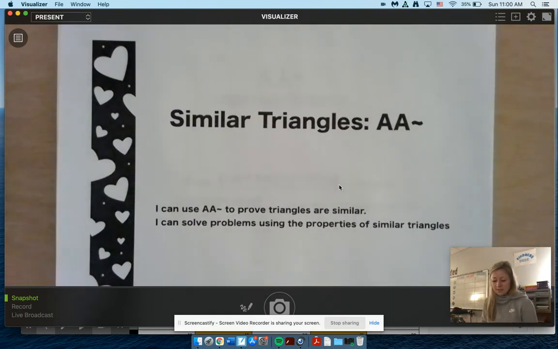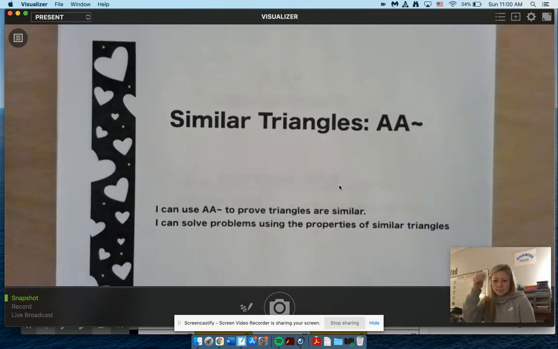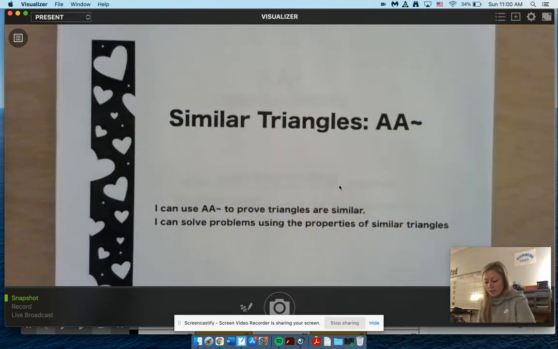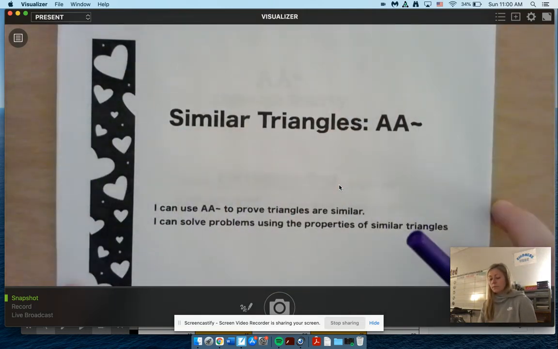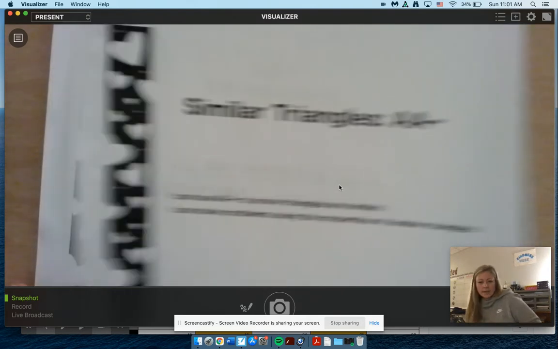So the first one that we're going to talk about today is angle similarity. AA with a little squiggle is angle similarity. As you can probably imagine, if you have two triangles with two angles that are congruent, that's enough to say that they are similar. So that's our big idea today. Similar triangles with two angles the same gives us similar triangles. Okay, let's get into it.